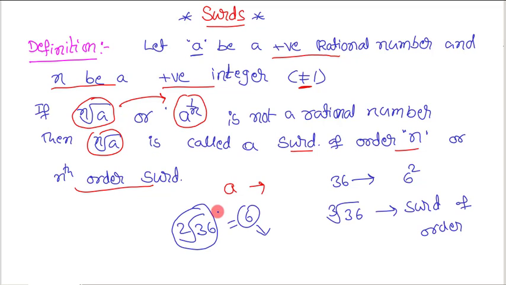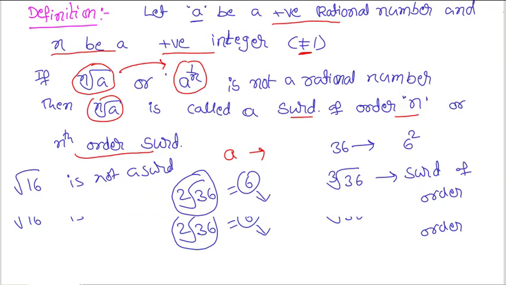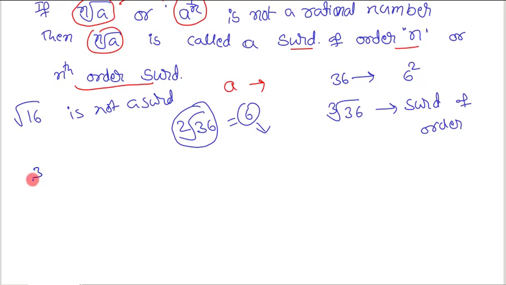Okay, do you understand? In the same manner, 16 can be written as the square of 4. So the square root of 16 is not a surd. But if you take the cube root of 16, that means 16 cannot be written as the cube of any other number. So this is said to be a surd. Okay, is it clear now? This is the definition of a surd.